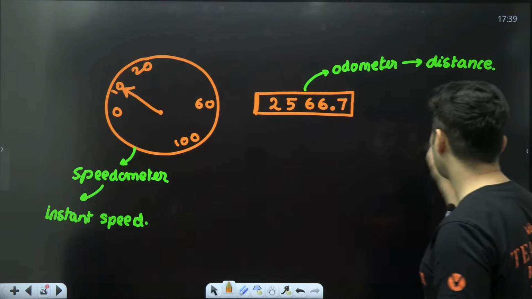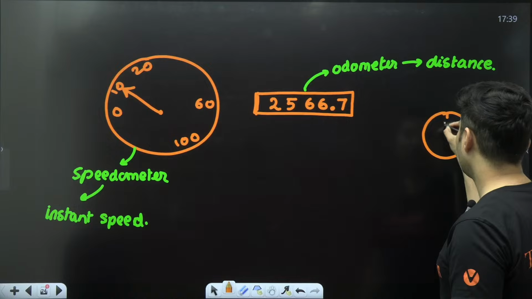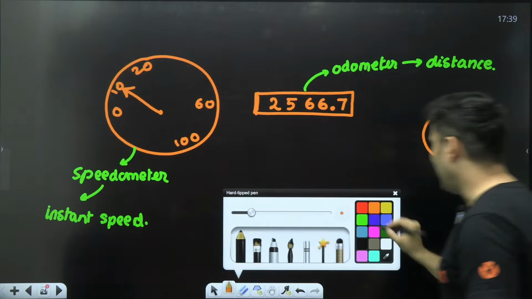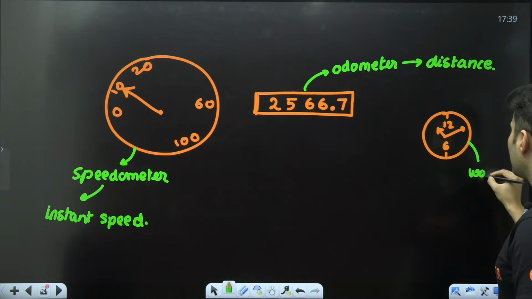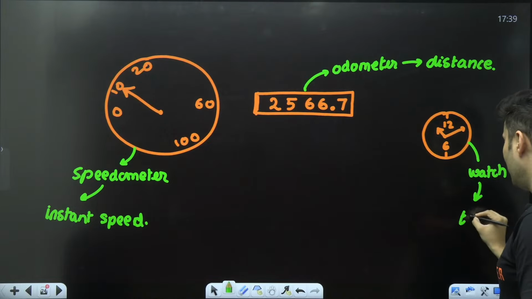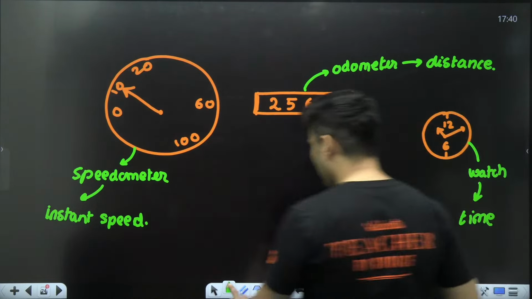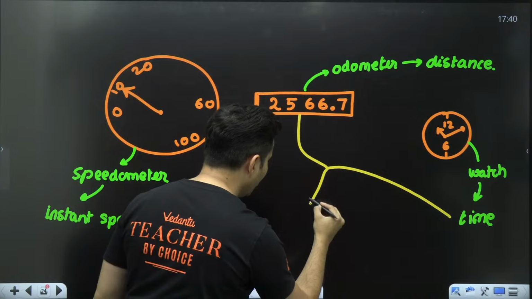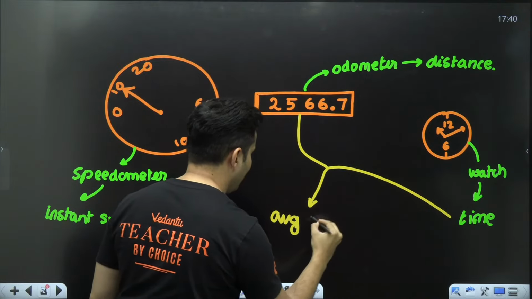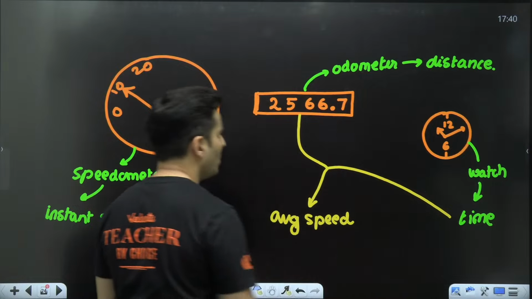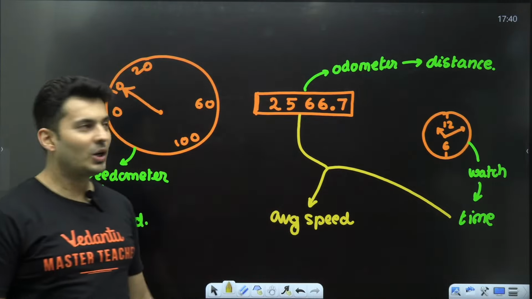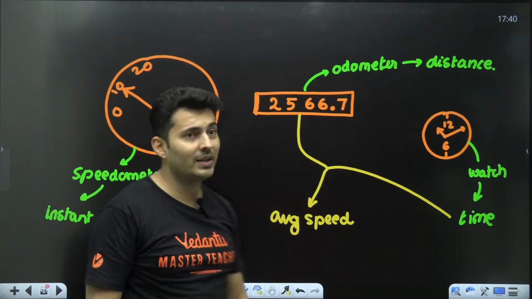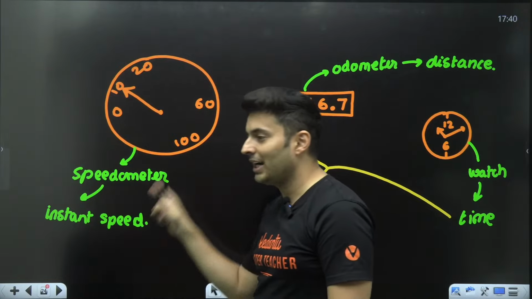You also have your watch with you, right? And what does this watch show you? It basically shows you time. And using the data from the odometer and from the time together, what you can find is the average speed which you have traveled, because this is total distance, this is total time. So if you give me total distance and time, I can find the average speed. But the instantaneous is calculated by the speedometer.